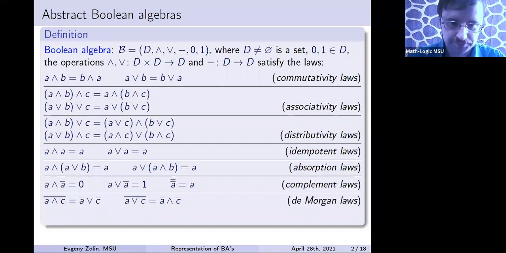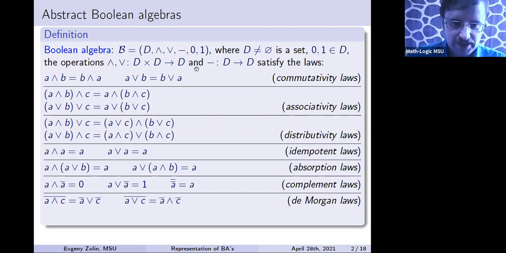algebra. So it is a non-empty set containing elements 0 and 1. They are not necessarily different. They may be equal, but then the algebra is called trivial. It is not interesting, of course.